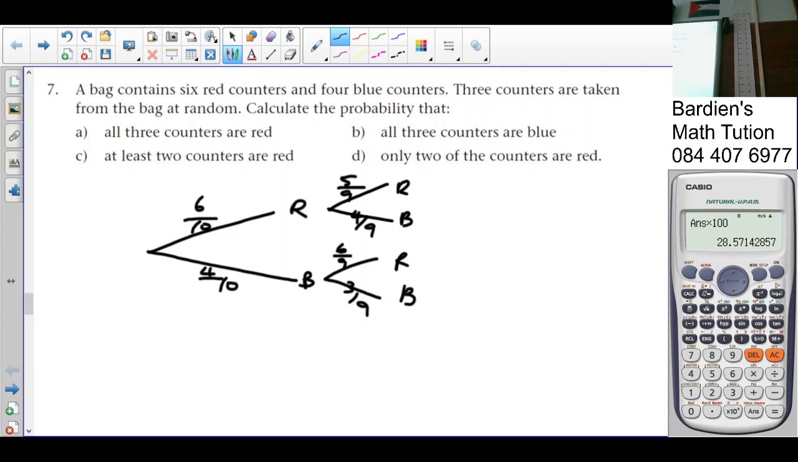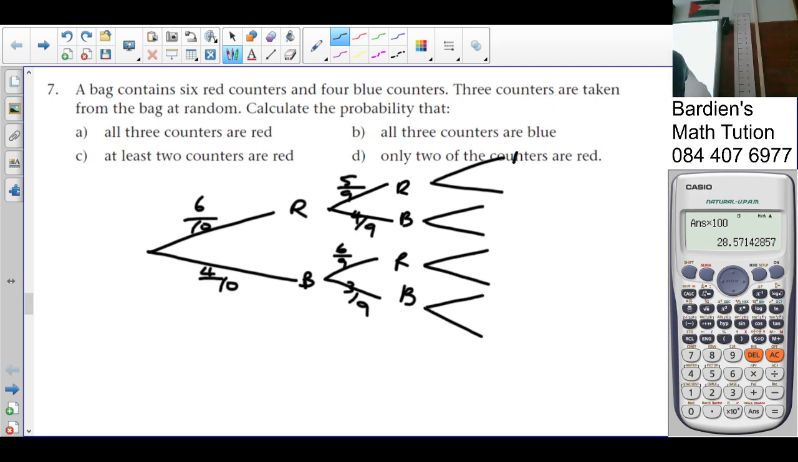So that's on the second row, the second counter. The third counter, it could be red or blue, red or blue, red or blue, red or blue. So, if you had drawn red, and then red again, what would it be? 4 out of 8. Remember, all of this is going to be over 8 now.